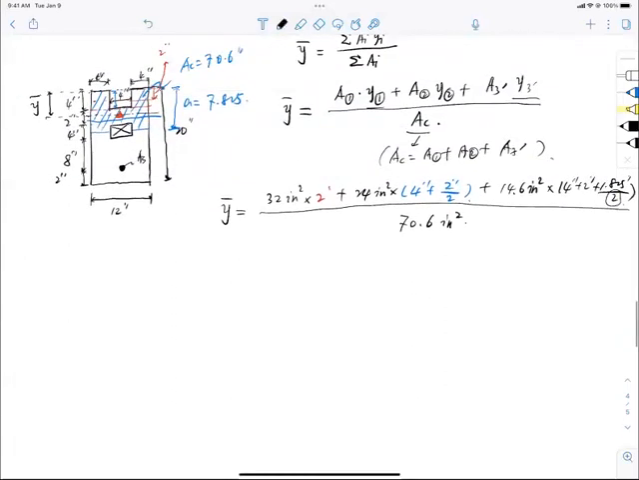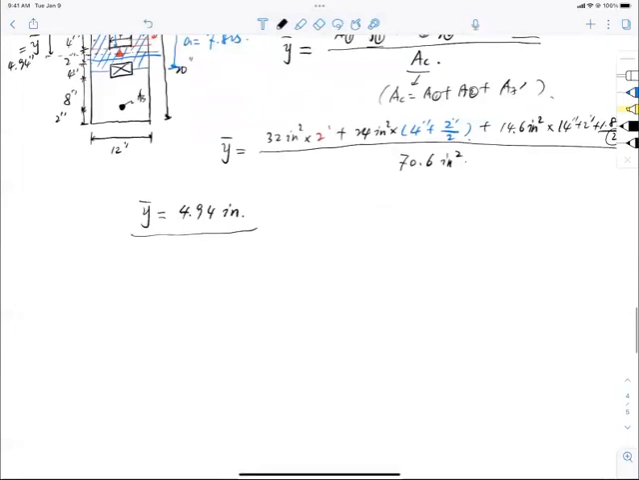Yes, it's pretty hardcore, right? So after you do everything for y bar, and to save you the trouble, you can do the calculation and check me later, you end up with 4.94 inch. That means this distance right here is 4.94. All right, and if that is 4.94, what does it mean?